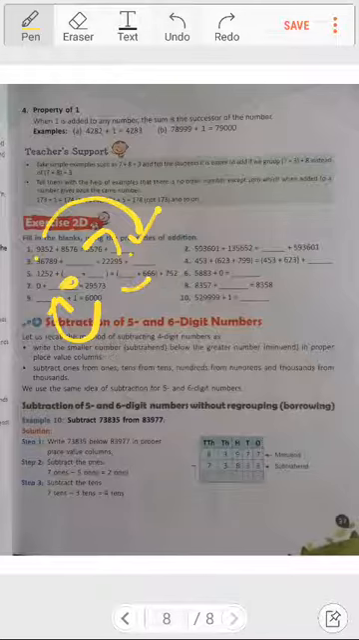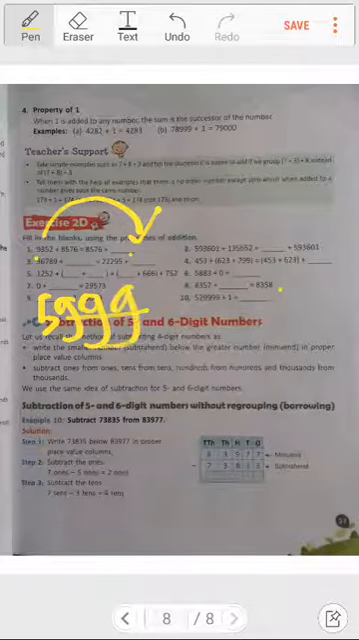If you see question number 9 and 10, up to 8 I had already explained that there should be 0. So in 9, when 1 is added, it gives the successor. So you will subtract 1 and write over here 5,999. So when 1 is added, it will become 6,000.